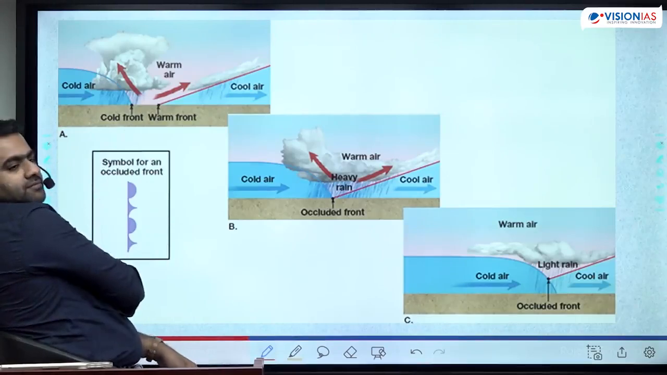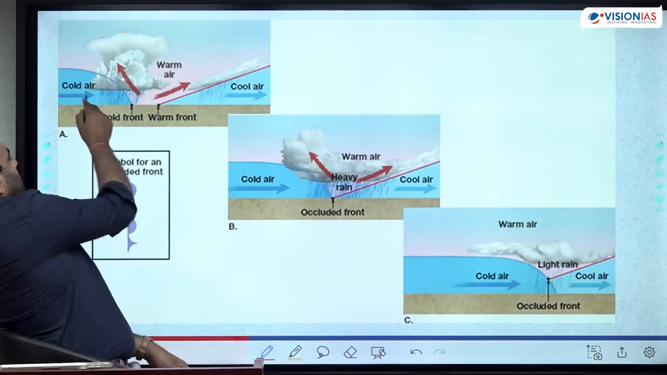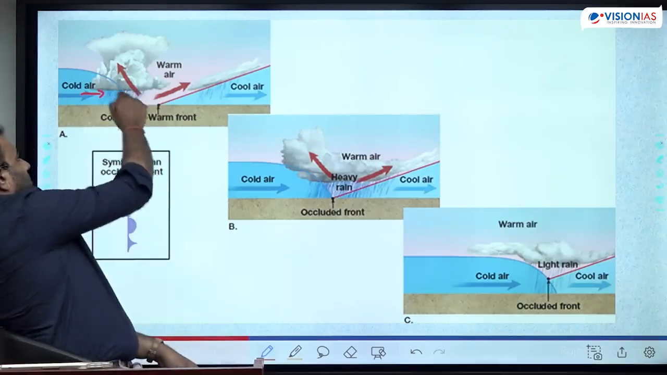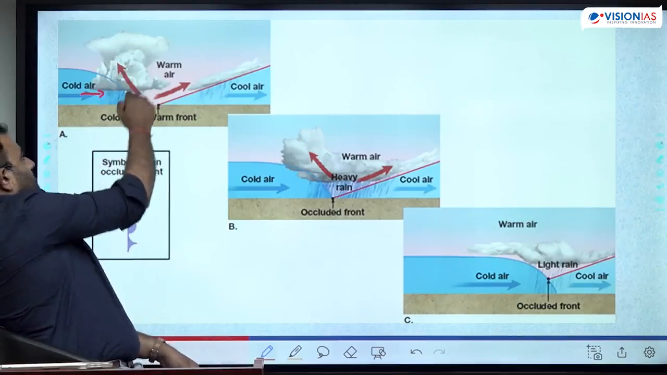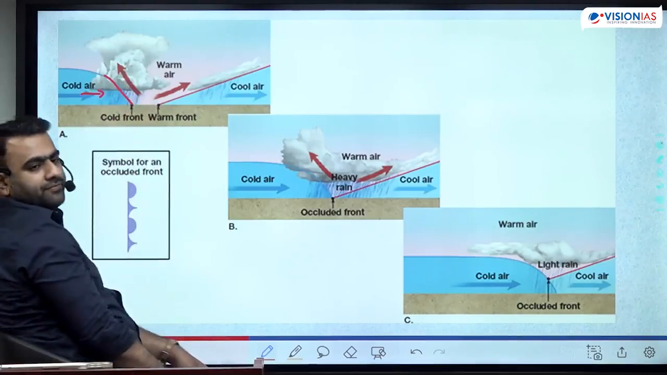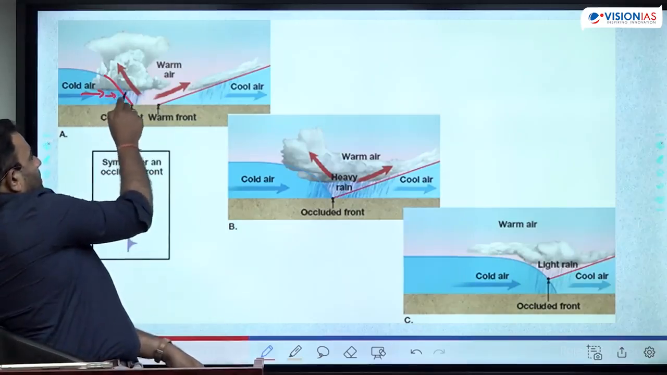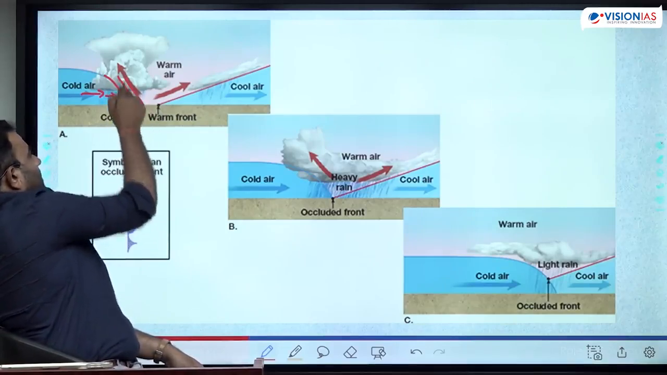Okay, so here is an example. This is a cold front. How are we saying that this is a cold front? You can see that cold air mass is advancing faster. The warm air mass undergoes rapid upliftment. There is a cumulonimbus cloud. This is cold front. As the cold air mass is moving in this direction, cold fronts keep shifting like this.